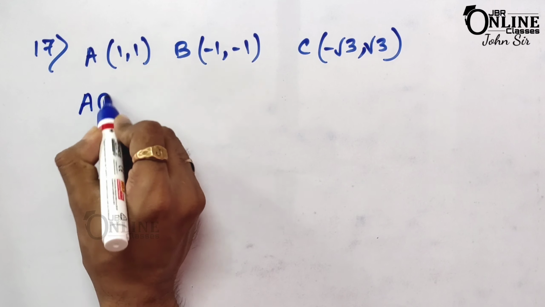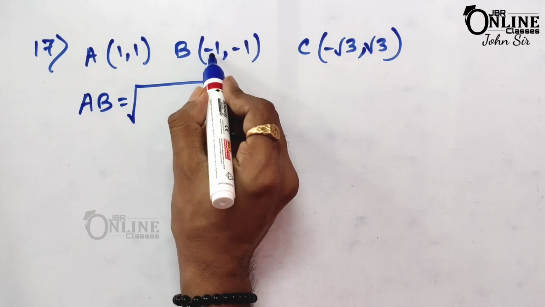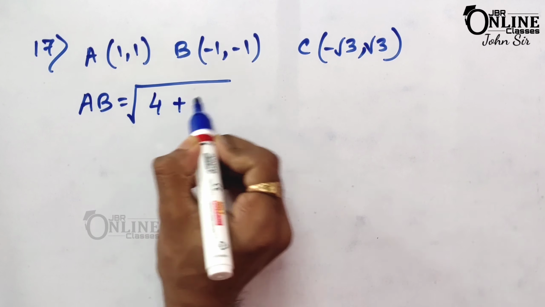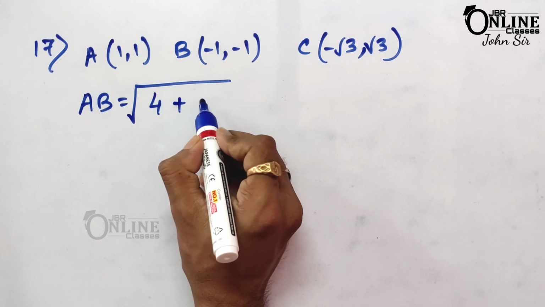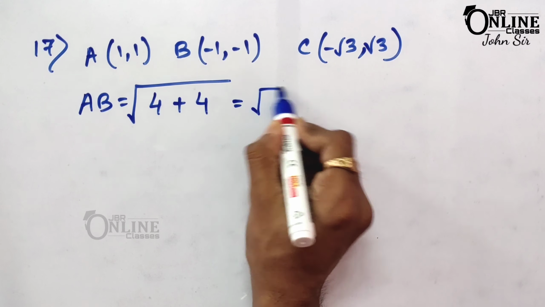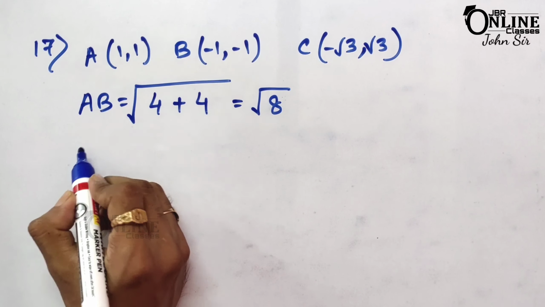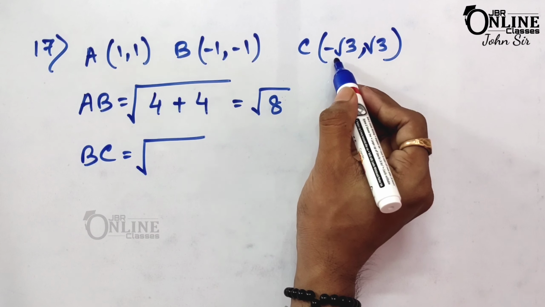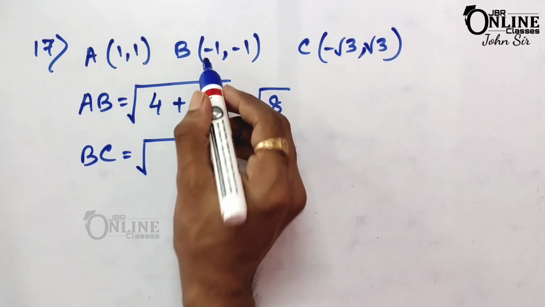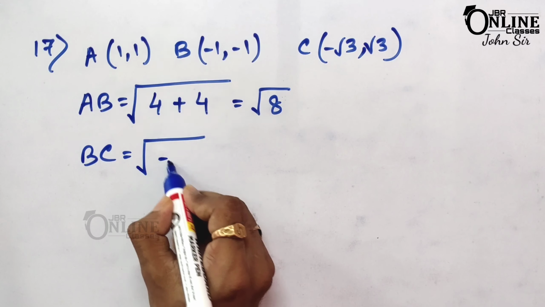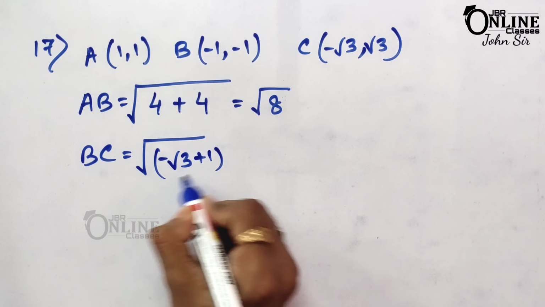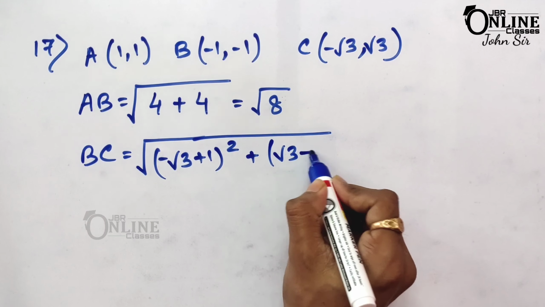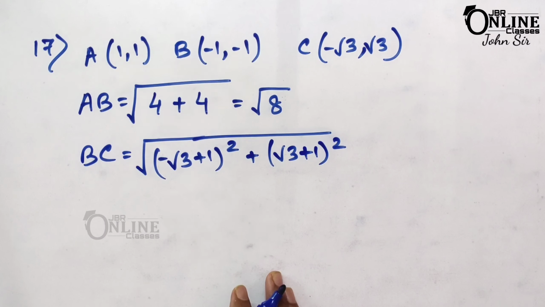So here first AB. So AB equal to minus 1 minus 1, that means minus 2 whole square, it's 4. Again minus 1 minus 1, that is minus 2, so it will be 4, that means root 8. Next one here BC. So for BC minus root 3 and plus 1. Okay, so you have to write down minus root 3 plus 1 whole square, and the last one will be here root 3 plus 1 whole square.